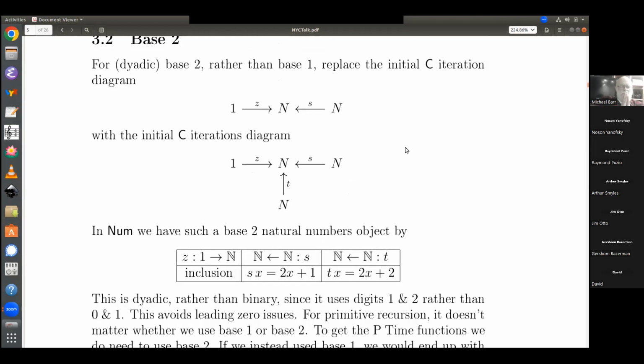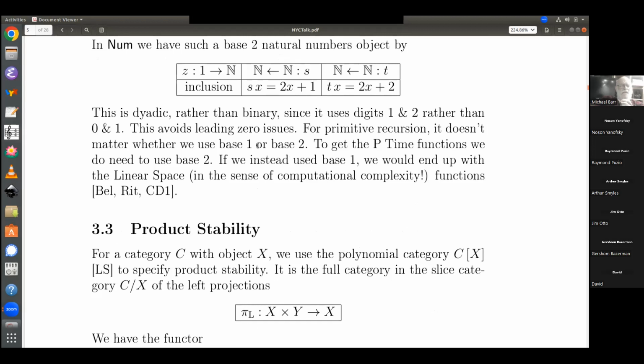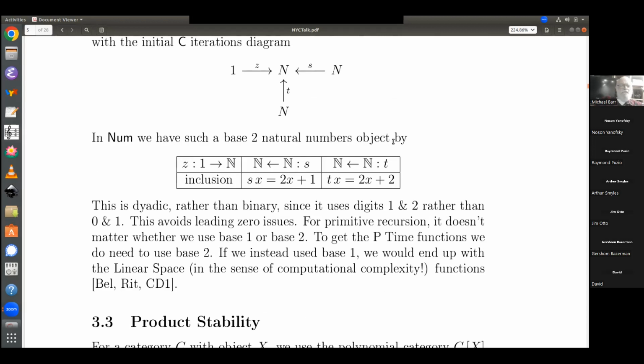Now, in many common categories it must be the case that these two objects are equivalent, like in the PR category. But once we have the two comprehension, they become quite different. From base one, according to Steve Bellantoni's thesis, we end up with the functions computable using linear space, whereas when you do base two, you end up with the functions computable in PTime. So the base makes a huge difference once you cut things down using a two comprehension.